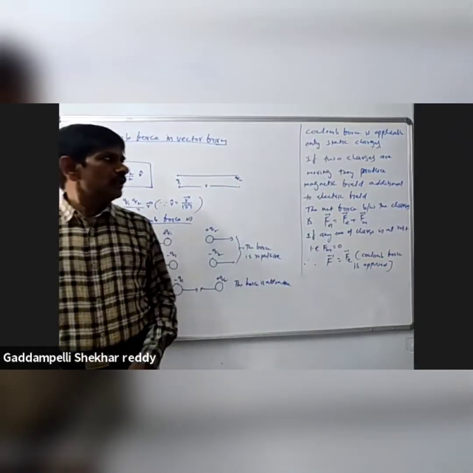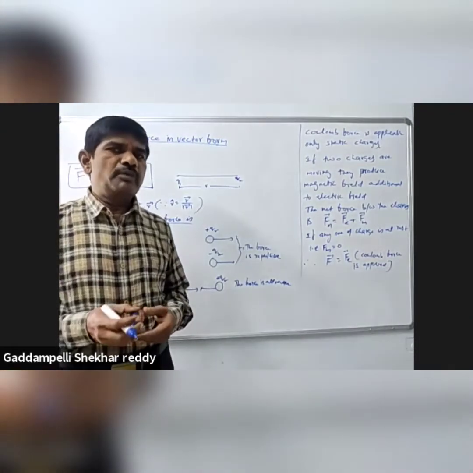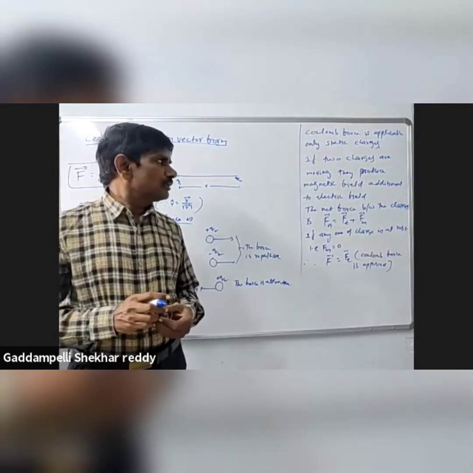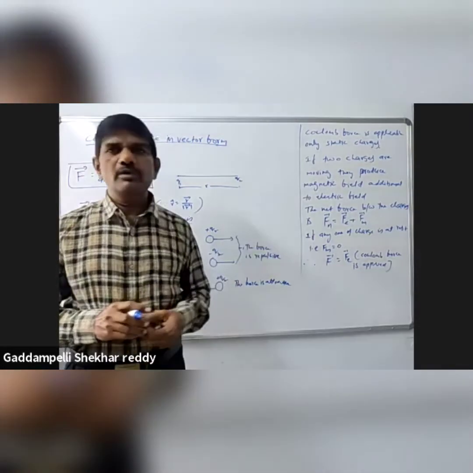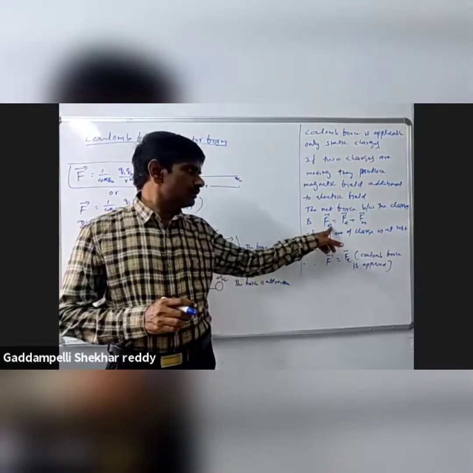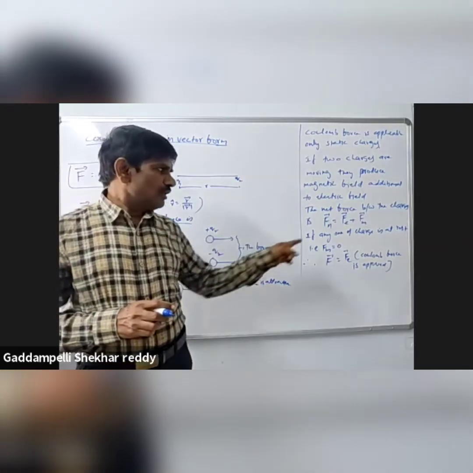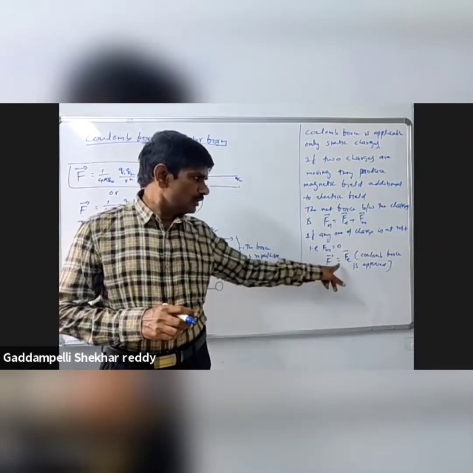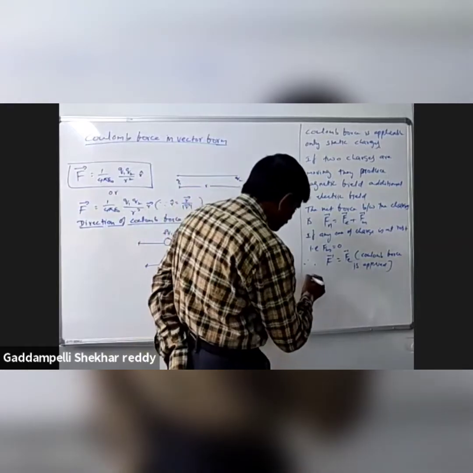Okay, final conclusion: if the charges are at rest, that means static charges, Coulomb force is applicable. If the charges are in motion, they produce a magnetic field in addition to the electric field. That means magnetic force develops at the same time as electric force. The net force on the charges is the sum of electric force plus magnetic force. If any one of the charges is at rest, the magnetic force is equal to 0, and F is equal to Fe.